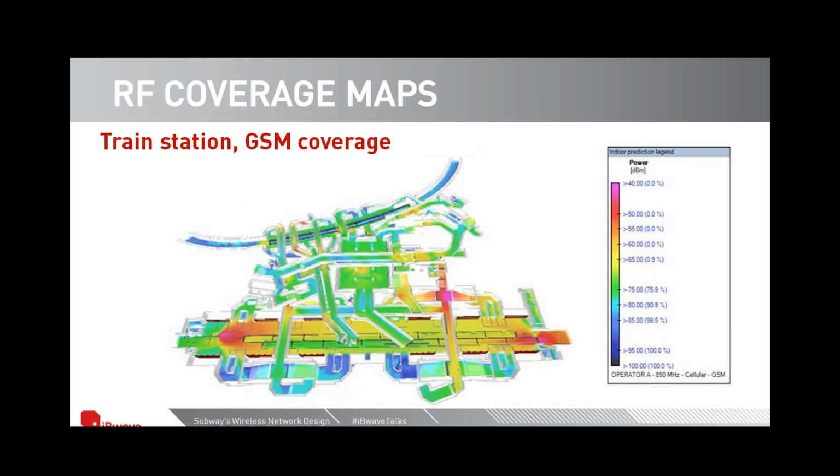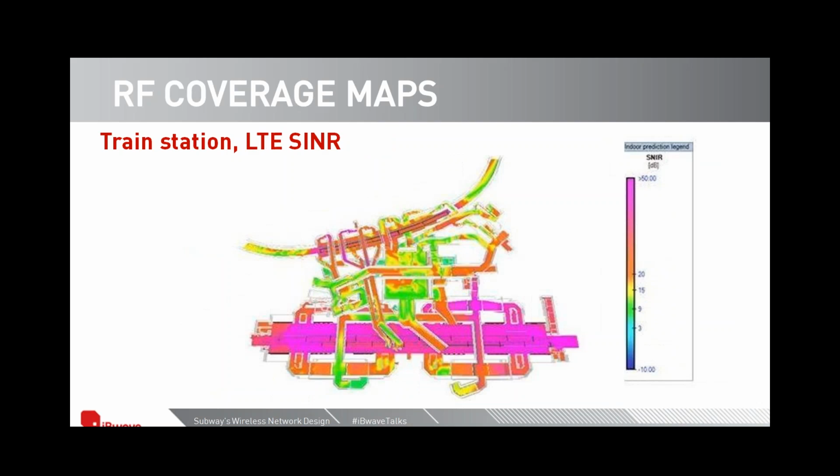And then train station, 3D, both platforms and areas in between. You see how the coverage looks. This is GSM signal. Here it is LTE signal. Now, remember what I told you that we had 2 sectors, 1 for each platform. You can tell by just looking at this that it is a 2-sector system because SINR is very high at each platform, and in between it is a bit lower.